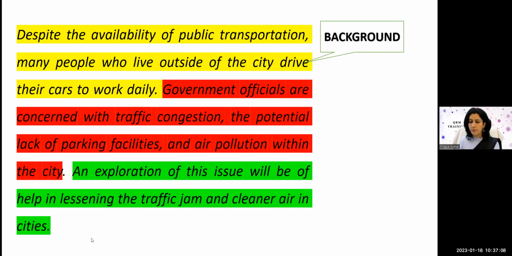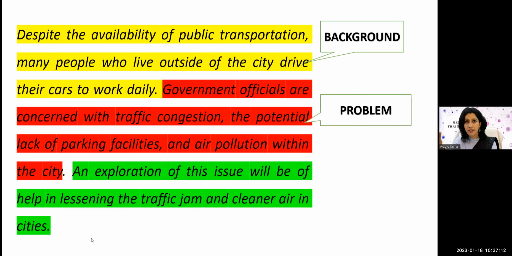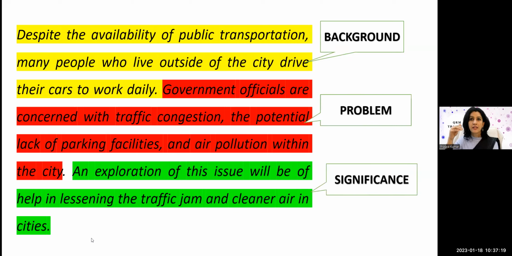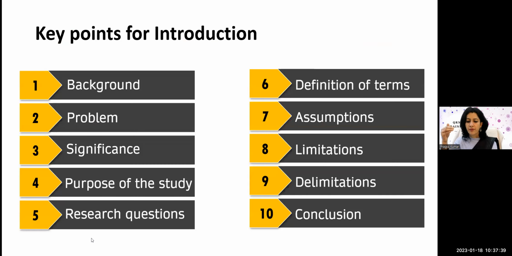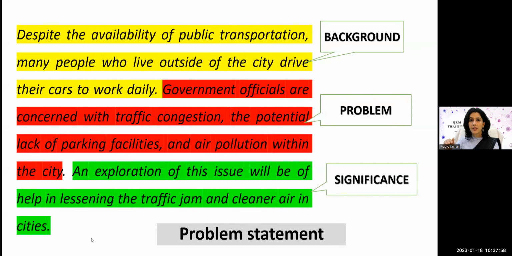So with this background, what is the problem? The problem is that it is creating traffic congestion and air pollution also. And this is the significance of the study, that if you explore, then how it is going to help. It will help in lessening of traffic jam and cleaner air in the city. So these are the 3 points. Remember, in the previous slide, we have seen the first, second, and third. That is the background, problem, and significance. The whole 3 together is known as the problem statement.